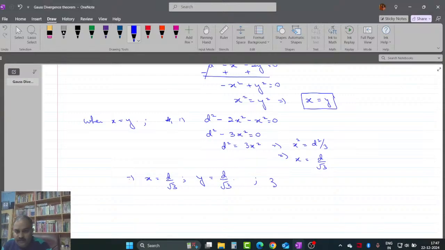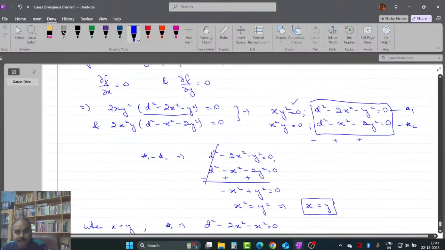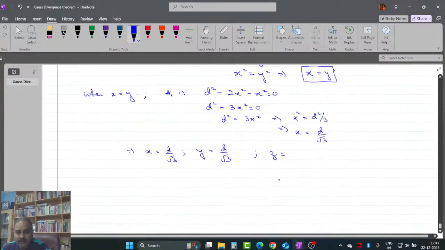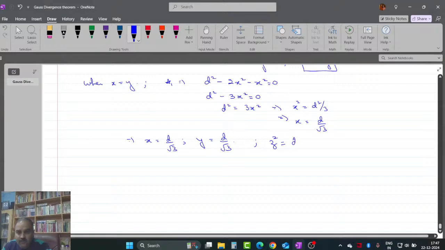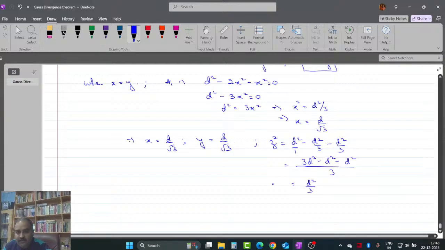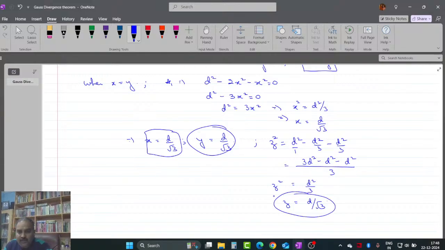Now what will be the value of z? That we also check. z² was d² − x² − y². So z² = d² − d²/3 − d²/3. I am taking LCM; 3 will be the LCM. 3d² − d² − d², so it will be d²/3, and z² = d²/3. So z = d/√3. That means I have proved that all the dimensions are equal. That means it is a cube.